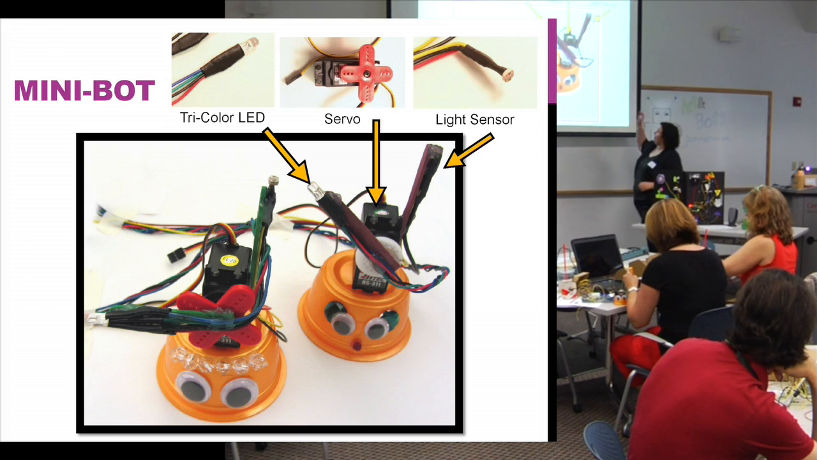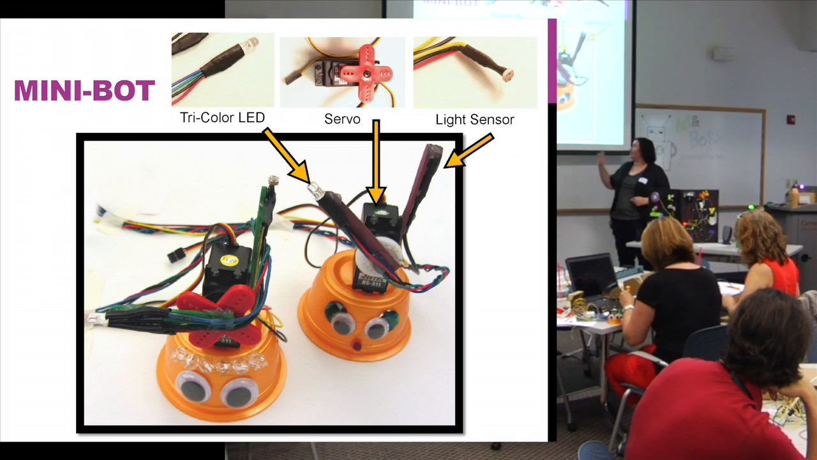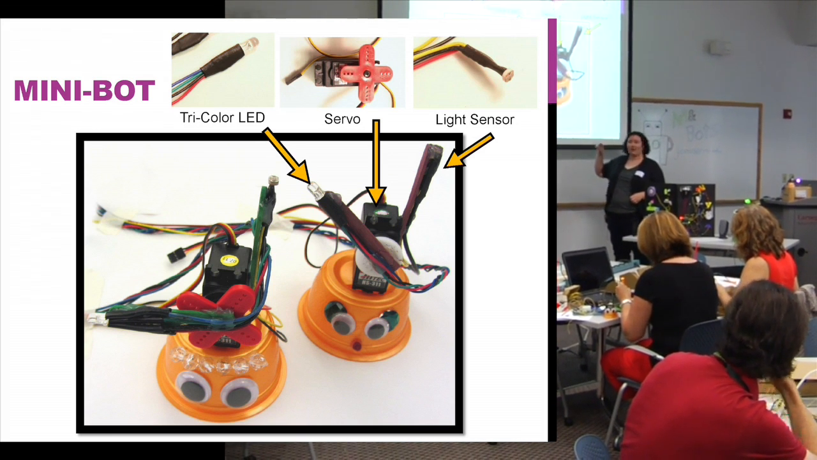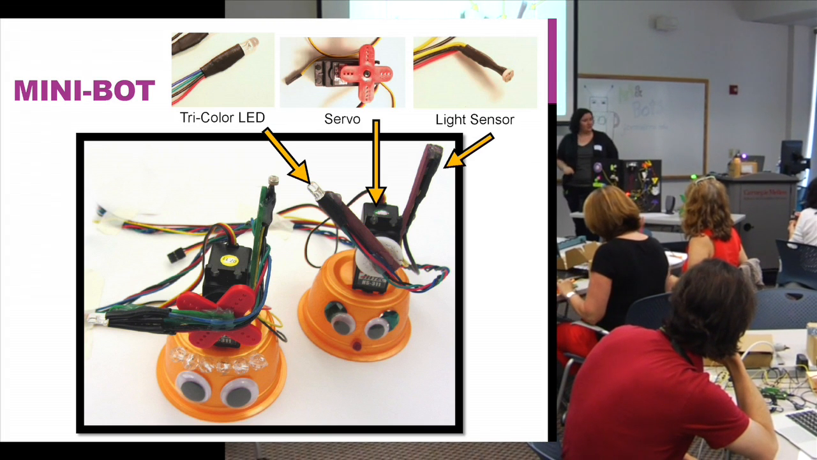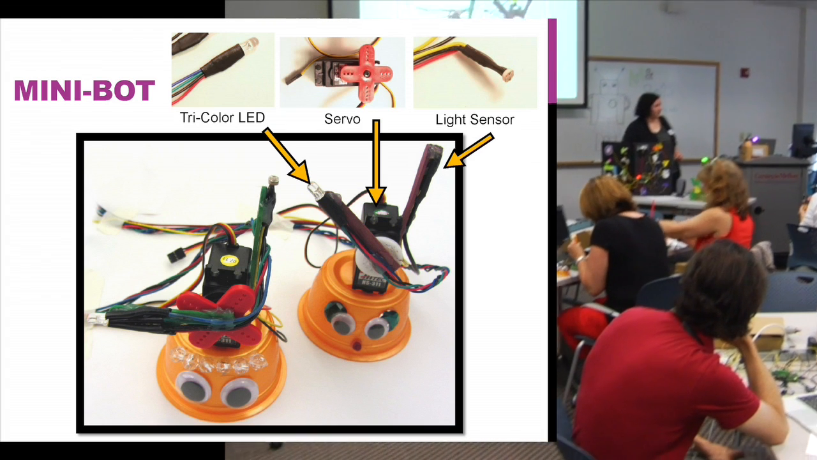These mini bots have 3 things on them. They have 1 servo, 1 tricolor LED, and a light sensor on top of that little antenna that's sticking upwards.